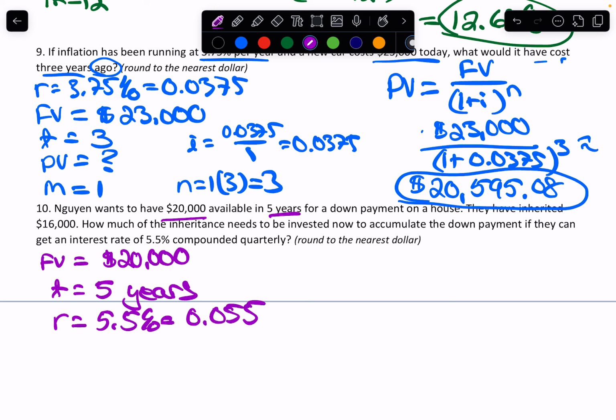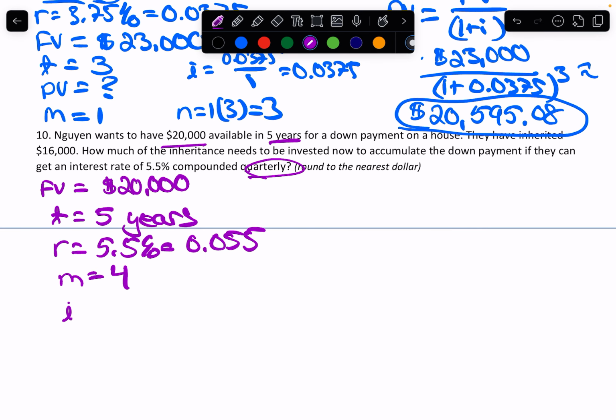Hold on, where are we? Quarterly, that's what I was looking for. So M is 4 times a year. So our I is going to be 0.055 divided by 4. And our N is going to be 4 times 5 equals 20.